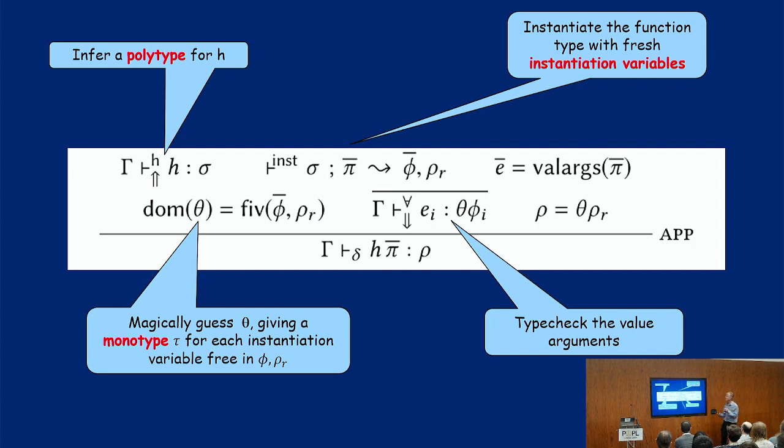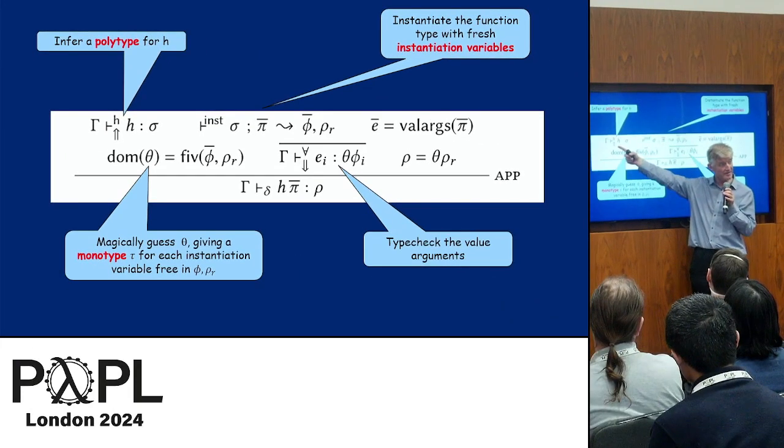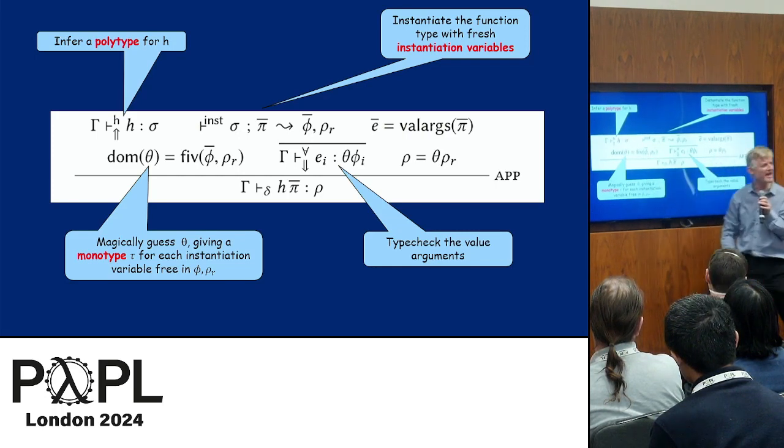So how do we type check? And this is going to work for any delta, right? Up and down, checking and inference. An application applied to 0 or more arguments. Well, the first thing we're going to do is to infer the type of the head thing, H. How do we do that?